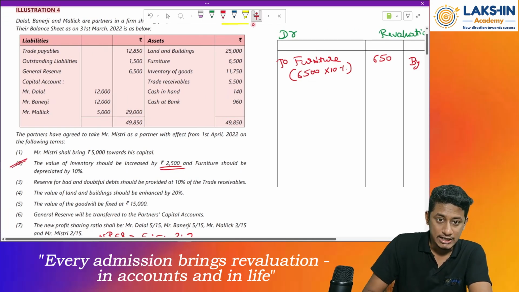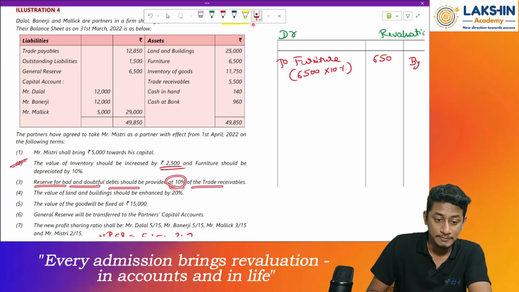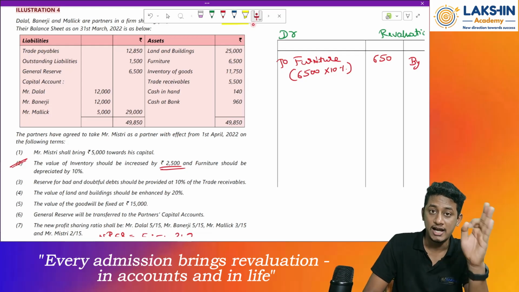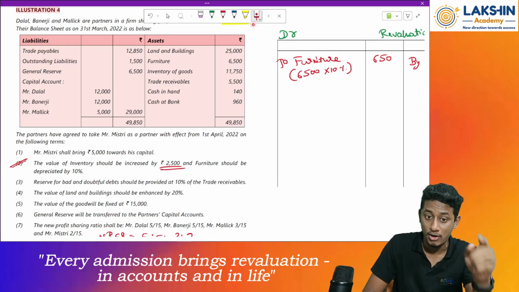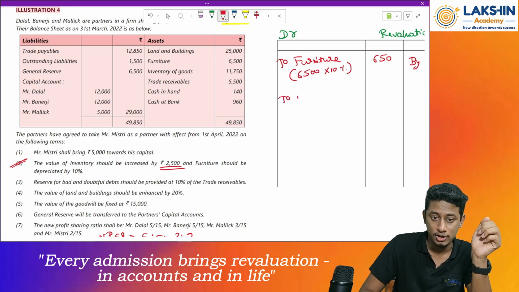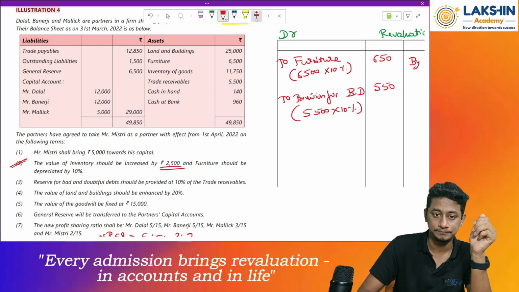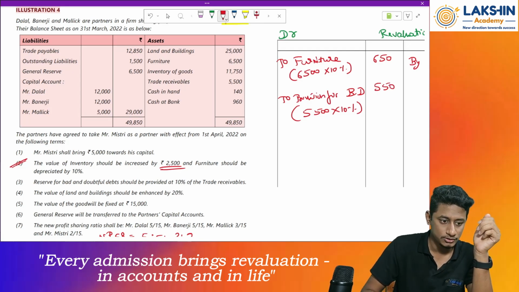Then reserves for bad and doubtful debts should be provided at 10% of trade receivables. So what is the value of trade receivables? 5,500. And whenever I am providing for bad and doubtful debts, will there be an income or expense? It will obviously be an expense. So to provision for bad and doubtful debts. Okay, no issues. 5,500 into 10%. That will be rupees 550. Then going ahead. So this is also done.